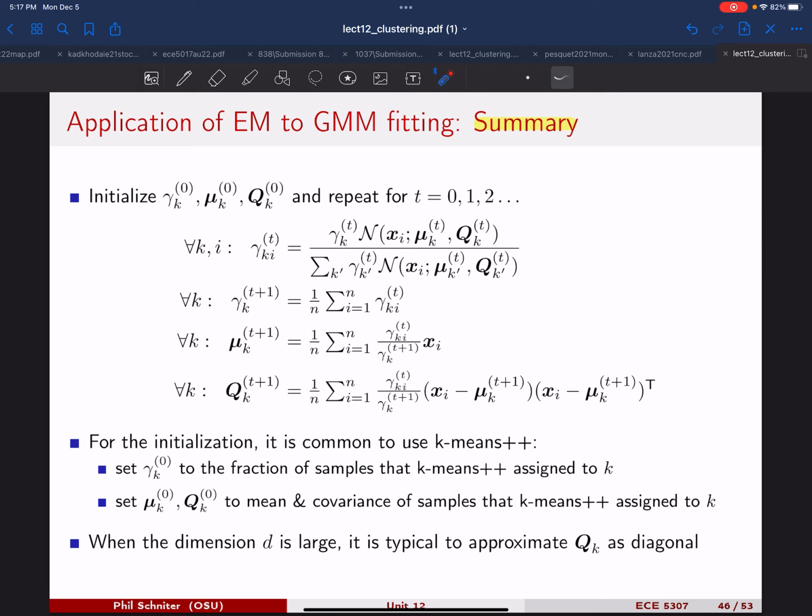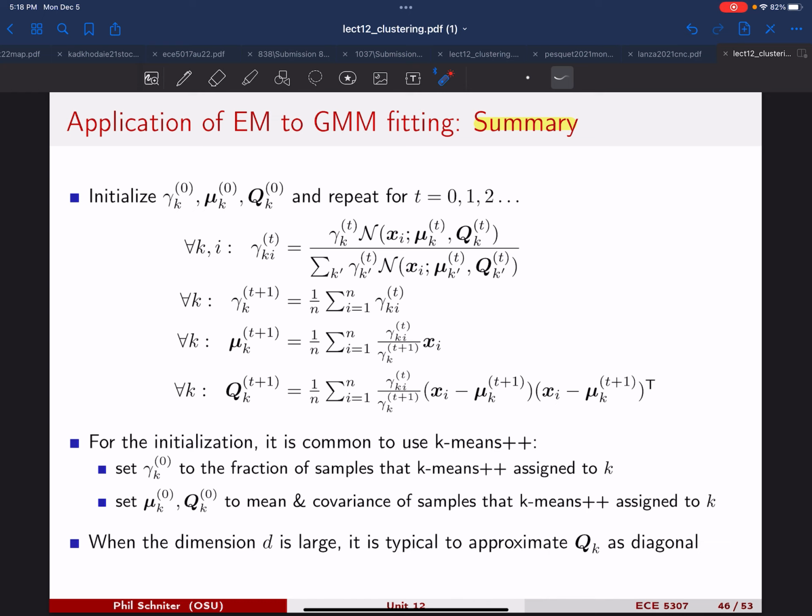So what we derived is that knowing the values of these parameters, you can compute these numbers. You could think of them as soft assignments. For each fixed i, the vector over k is a PMF of the class membership, or the component membership, of xi. So we compute that. Once we know those variables, we plug them into the sum. This gives us our gamma k for the next iteration.